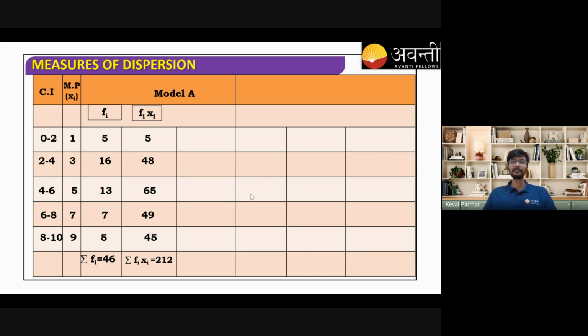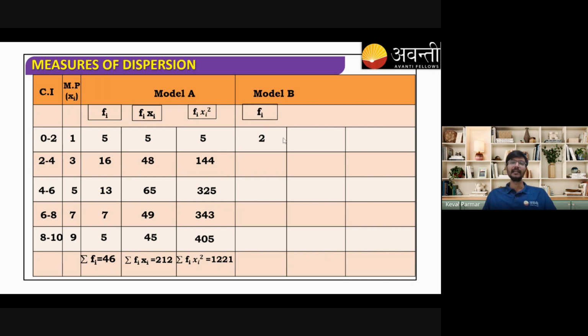Okay, so next we have to calculate fi squared, right? And after that, we are going to do summation fi squared. This is for model A. Now the same thing we'll be doing for model B. The same thing which we had to do once in previous questions, here we have to do twice because two datas are given.